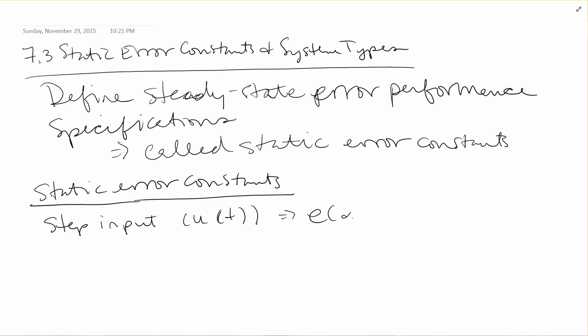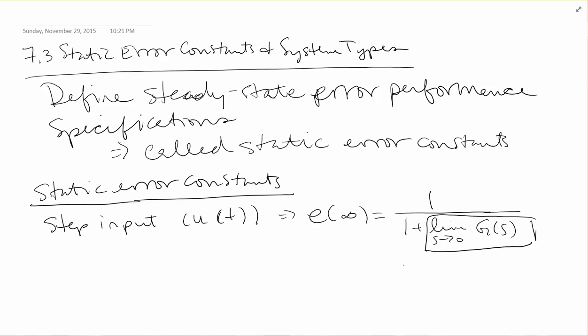And our equation for steady state error for that kind of step input was 1 over 1 plus the limit as s goes to 0 of g of s. Alright, so this is the equation we derived last time. So now we're going to focus on this limit right here. And we're going to give that a name. So basically we're going to say that k sub p is going to be the position constant. And that position constant is going to be equal to this limit.